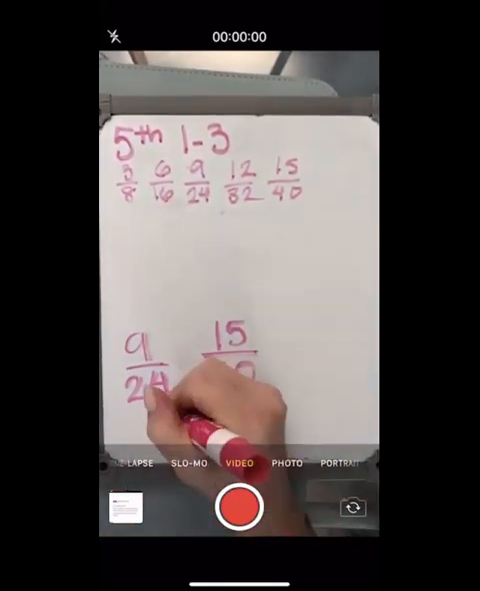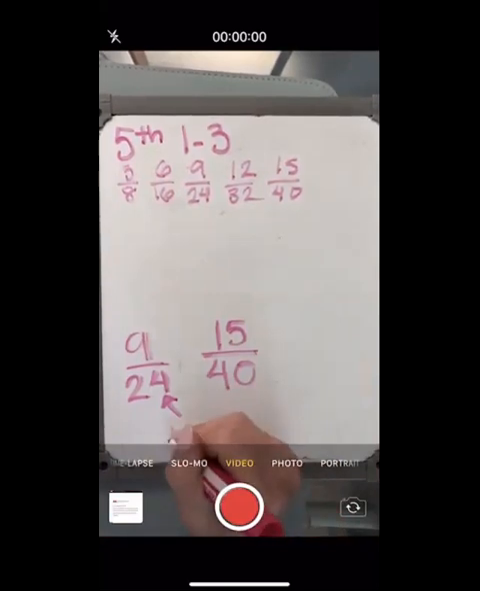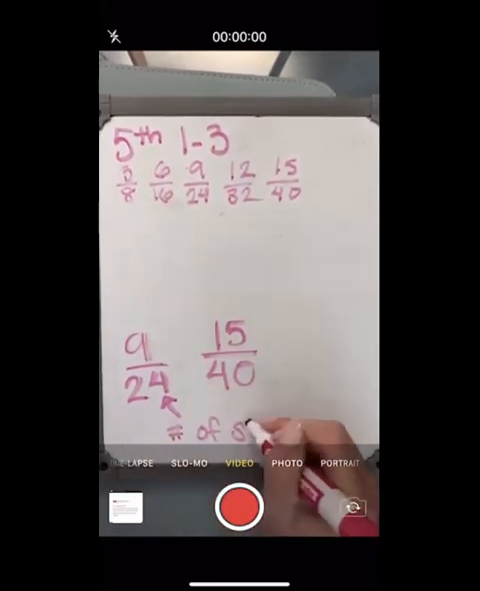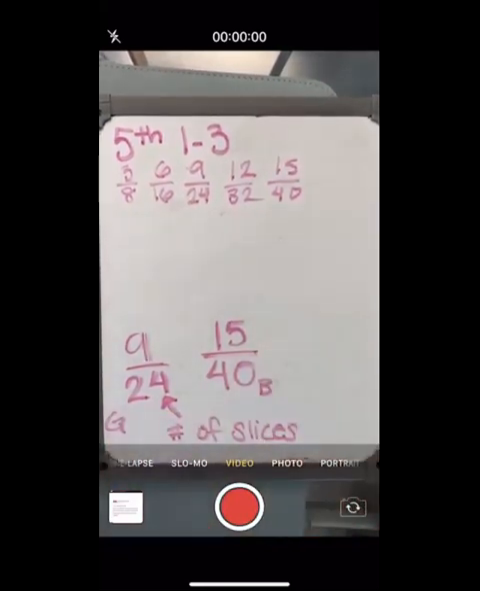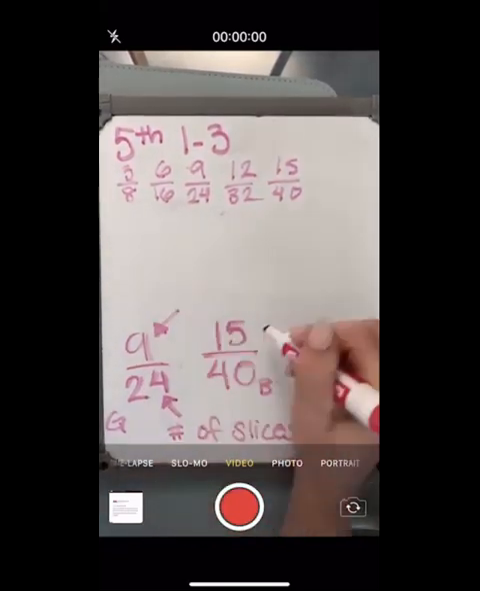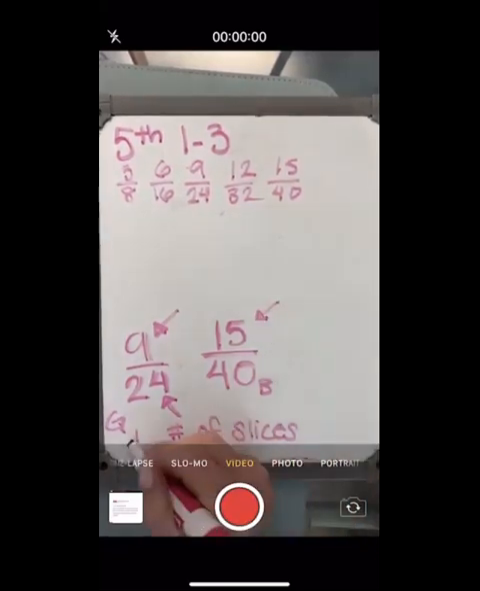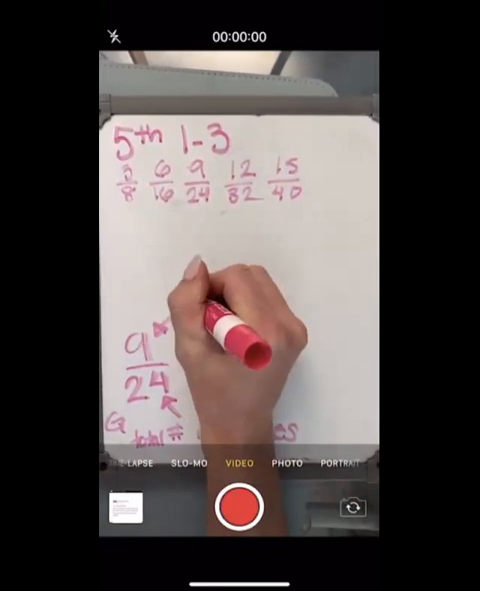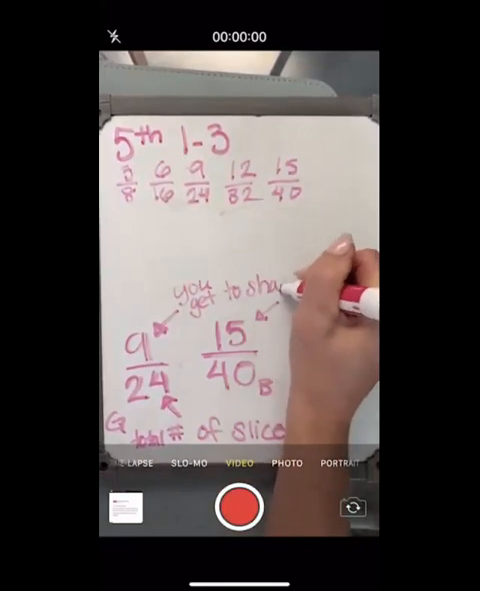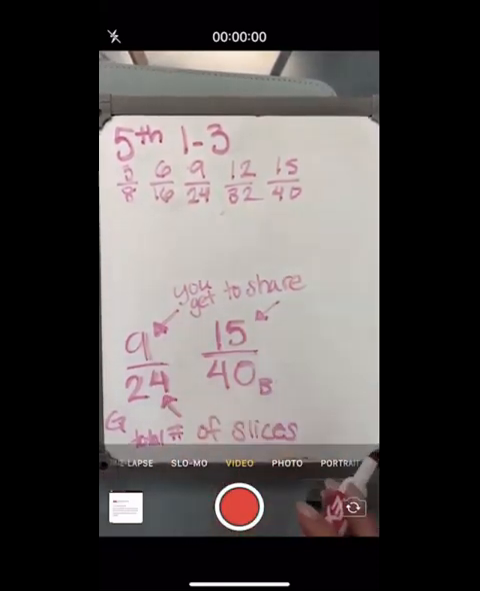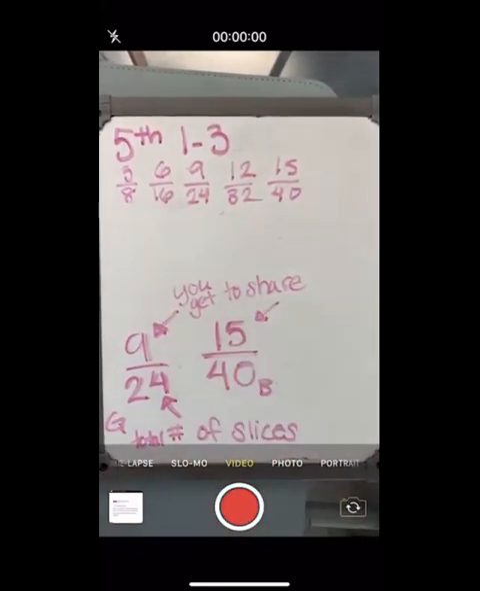So our denominator down here is the total number of slices. So the girls, your pizza will have 24, put a G and a B. And the boys, you'll have 40 slices. The top one will be how many slices do you get? This is the total. So just because the pizza has 24 slices or 40 slices doesn't mean you're getting all of it, right? This is what you get. You get to share. So we're sharing 9 of the 24 slices or 15 of the 40 slices.